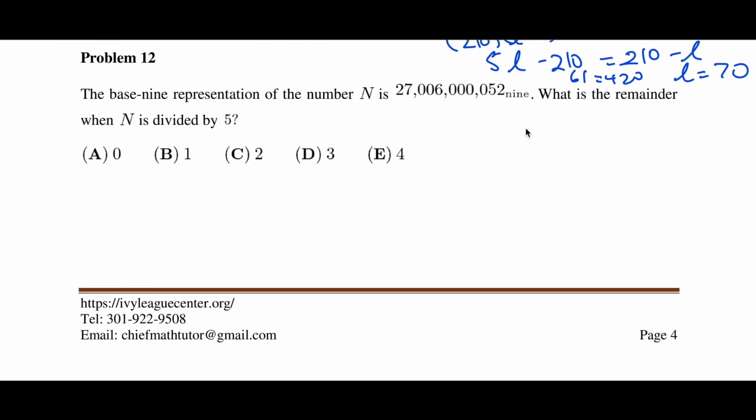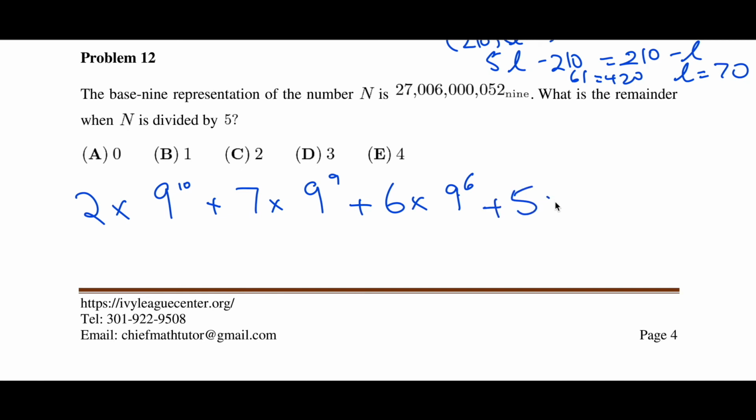Now problem 12. So the number n can be expressed as 2 times 9 to the power of 10 plus 7 times 9 to the power of 9 plus 6 times 9 to the power of 6 plus 5 times 9 to the power of 1 plus 2.